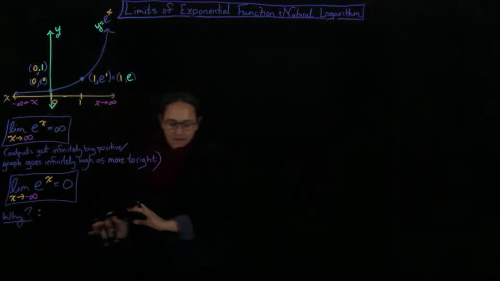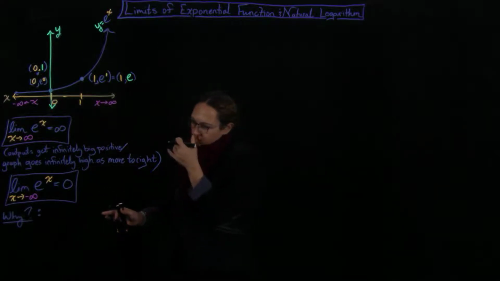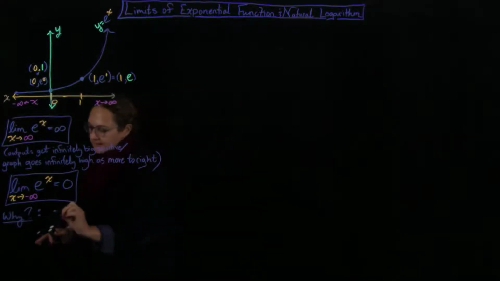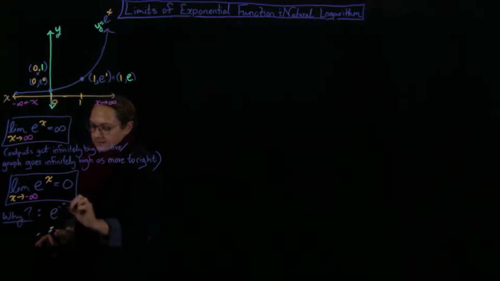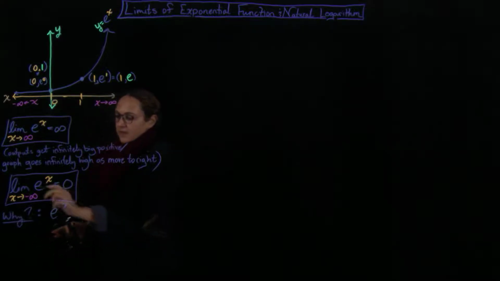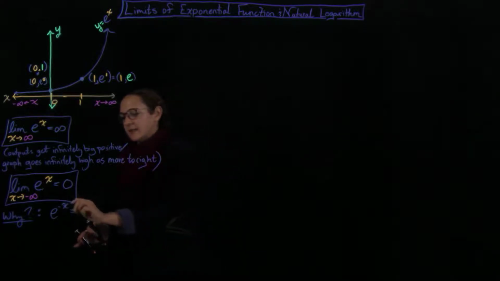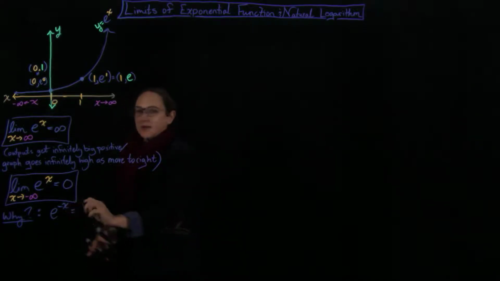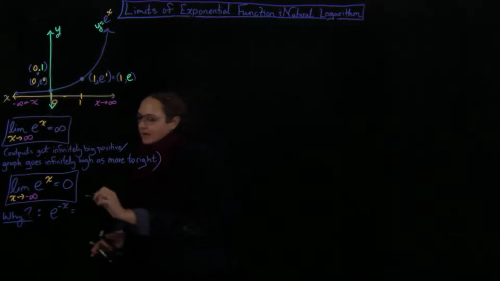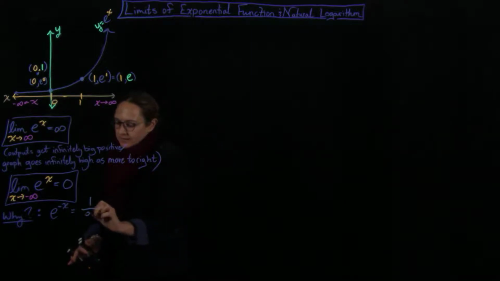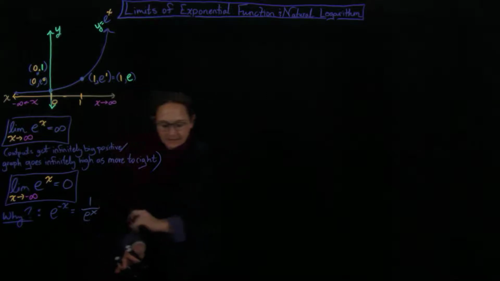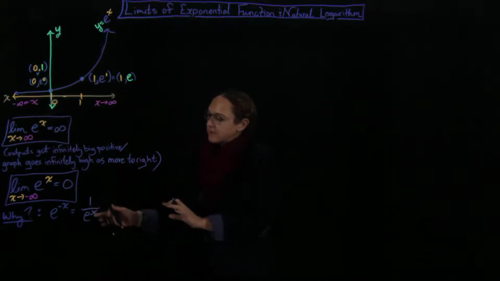Okay. So what is something that we know? We know that e to the minus x equals, right, because we're putting in negative values. So we need to understand what happens when we have a minus x, or something negative, in the exponent. This is the same thing as 1 over e to the x. Okay. So then what happens?